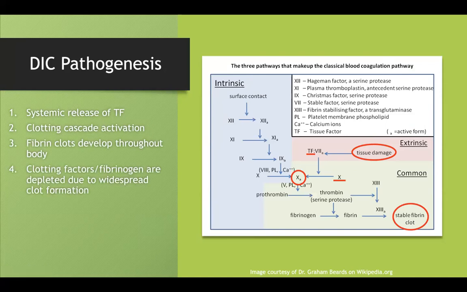Now, over time, a few things will happen. So the first thing that's going to happen is that clotting factors and fibrinogen are depleted due to all these fibrin clots forming. So you can see that thrombin's been working its butt off trying to move along this cascade. Fibrinogen's been working hard, but at some point there's going to be so many stable fibrin clots that you're going to run out of the materials used to make them.